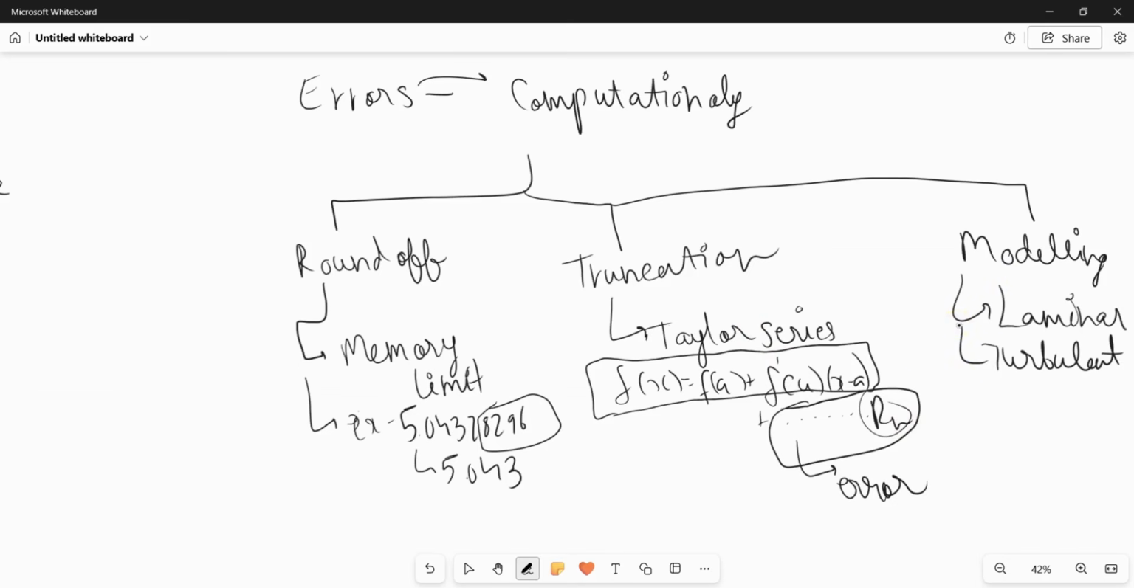So yeah, this is all about errors, and this is more of the general topics that we covered. So now the next topic would be conservation laws and solvers. So we'll just jump onto that next.